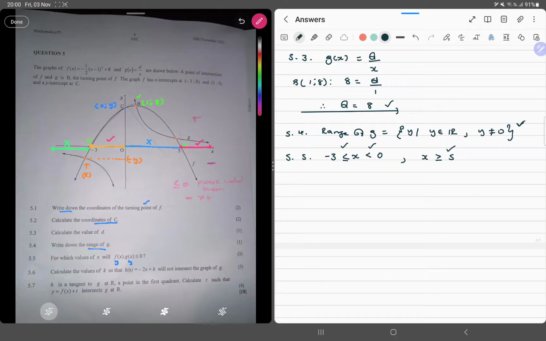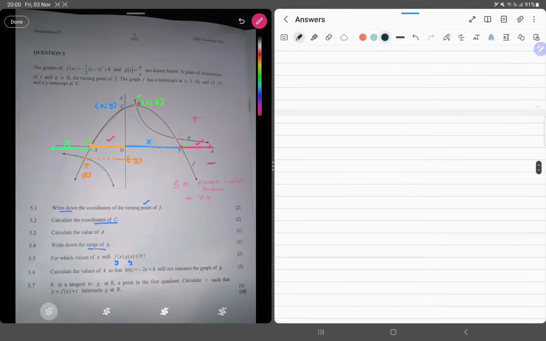Nice and easy. Nice, my brothers, nice. 5.6.